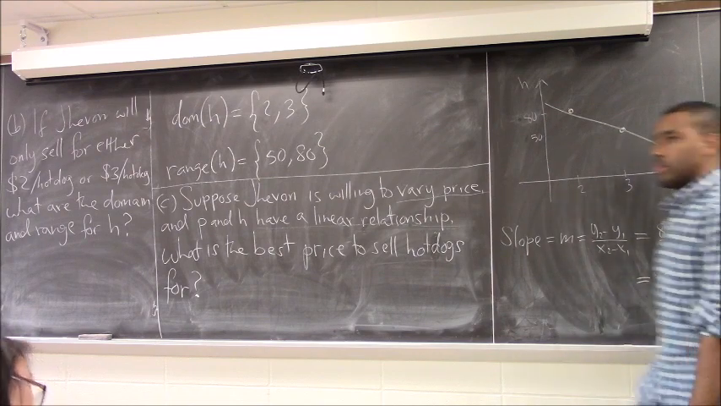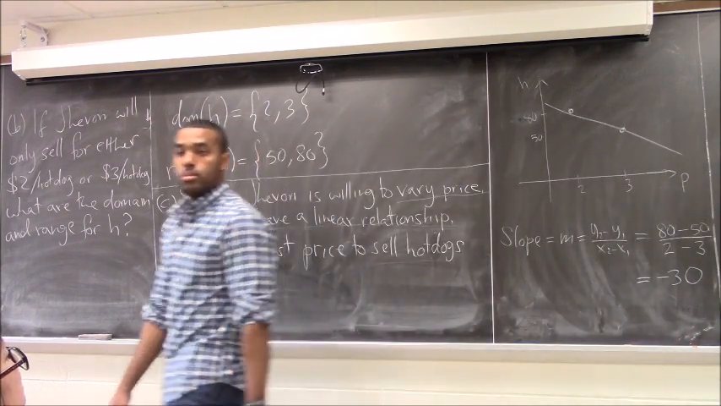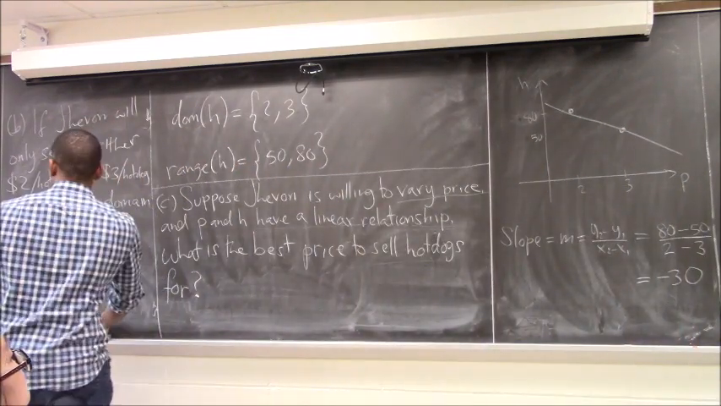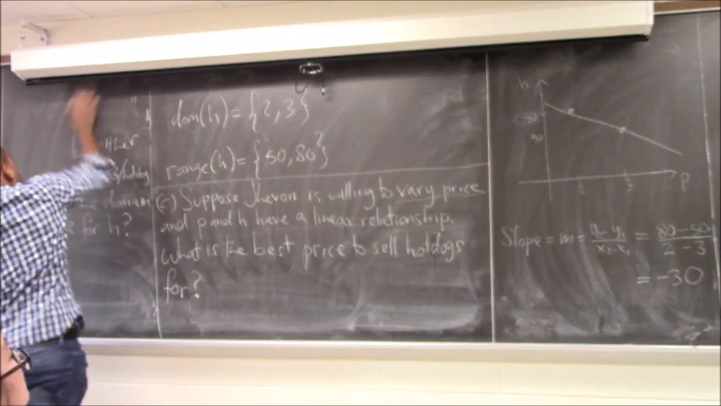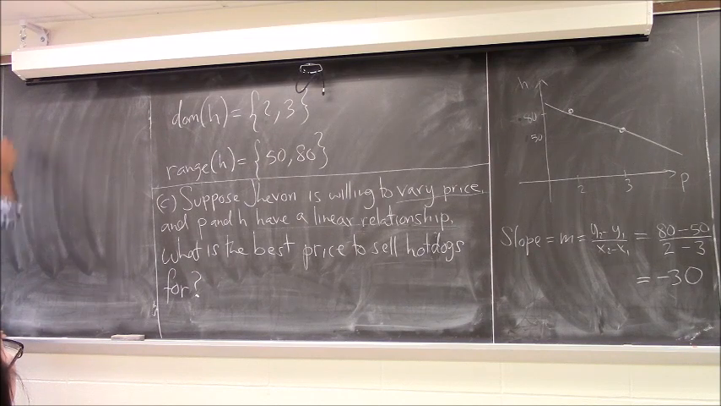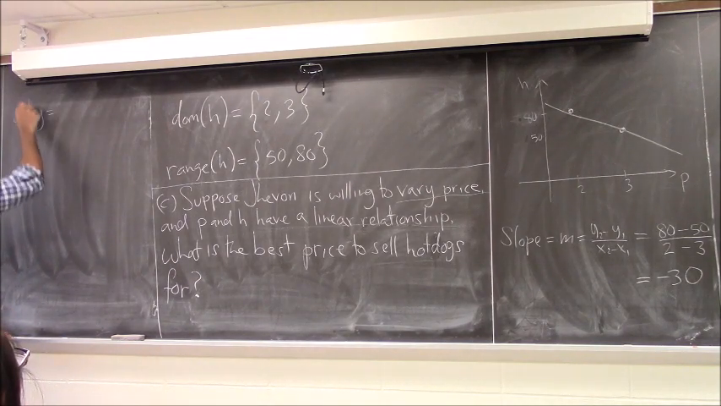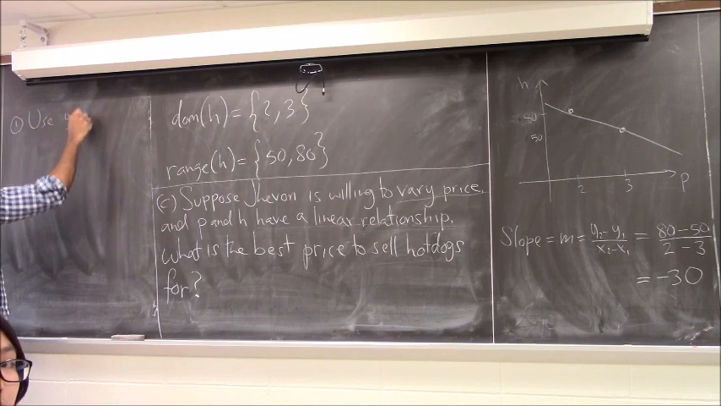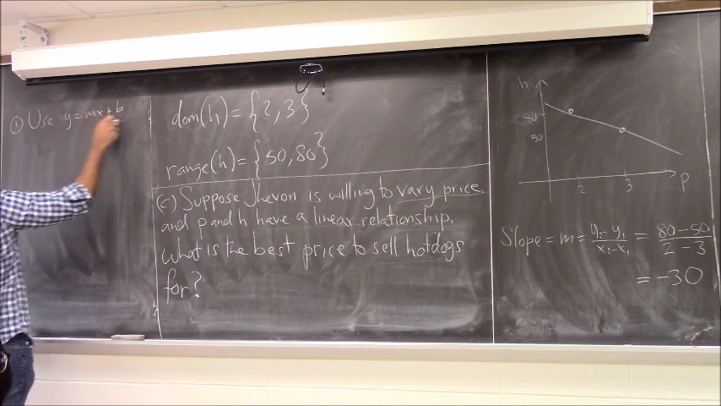Now what? You can plug it into y equals mx plus b and solve for b. So there are two ways to approach here. I'll show you both of them. Hope the camera's catching this. One way is to use y equals mx plus b, which is fine.